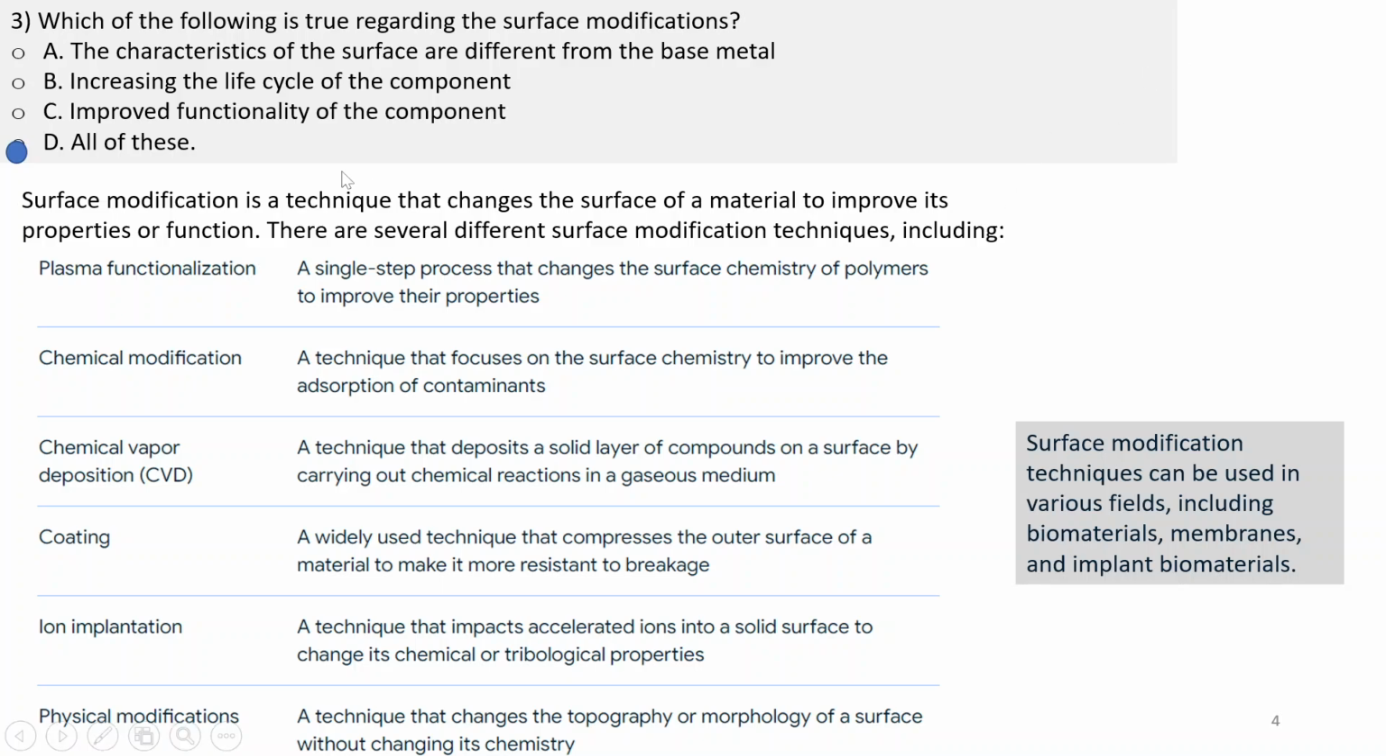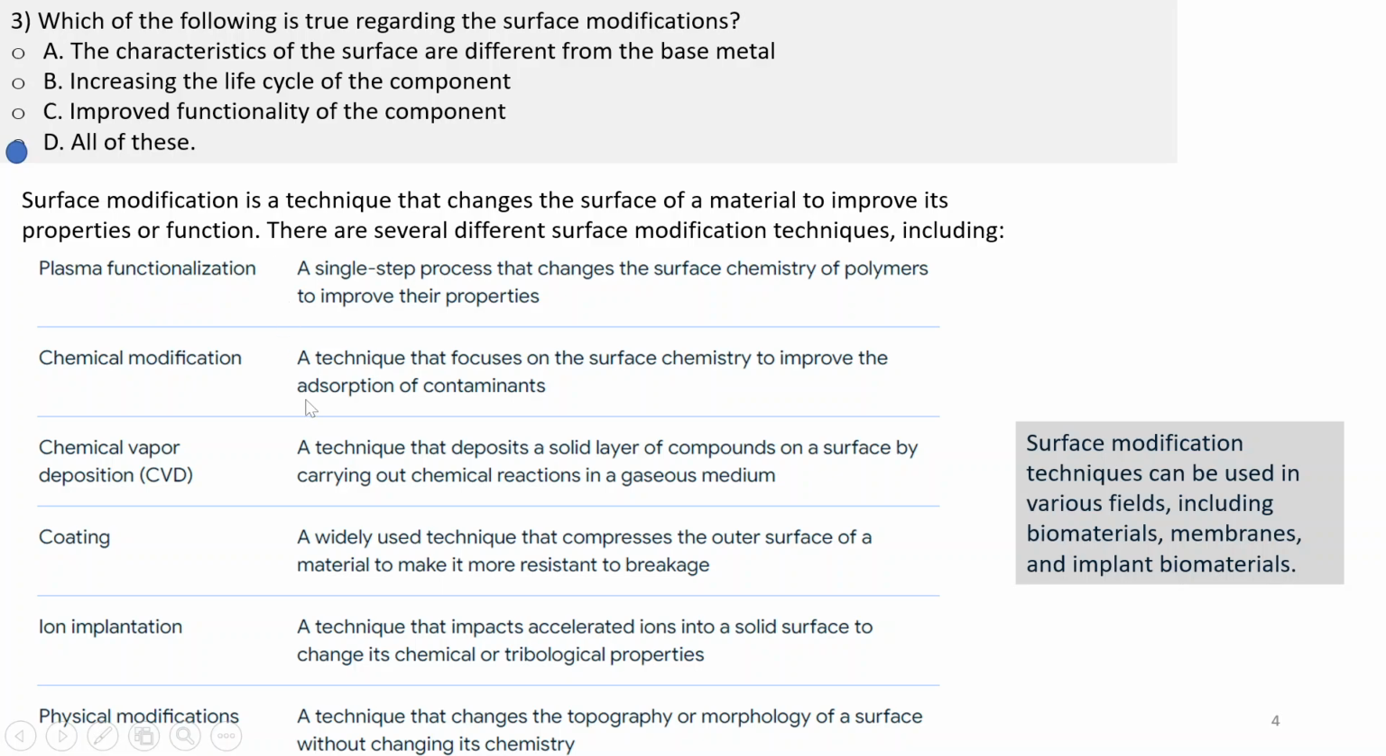Here we have surface modification is a process which changes the surface of a material to improve its properties or function, and there are several different surface modification techniques including plasma functionalization, a single step process which changes the surface chemistry of polymers to improve their properties. Then chemical modification, which is a technique which focuses on the surface chemistry to improve the absorption of contaminants.